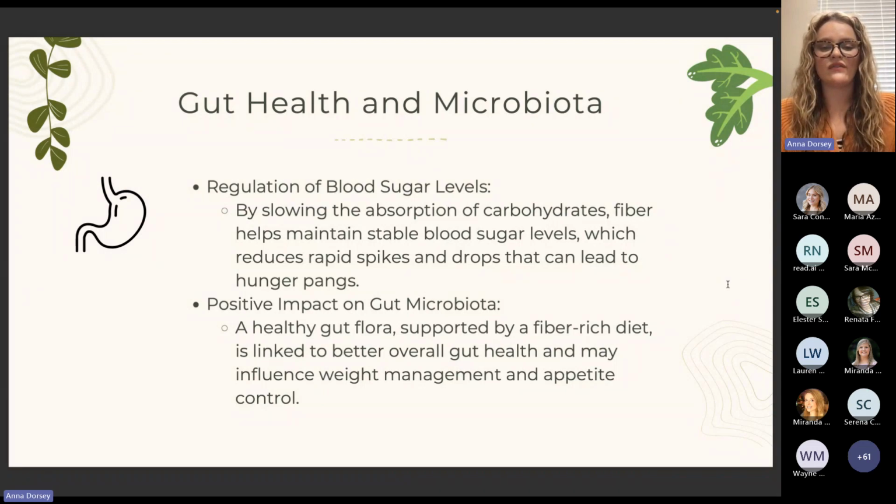Also, fiber is going to support a healthy gut flora. There's good bacteria in the gut, and then there is bad bacteria in the gut. Eating a fiber-rich diet is going to really help support that good bacteria in the gut, which is going to help support your weight management and your appetite control, because the good bacteria in your gut can help support a lot of really great mechanisms. And then the bad bacteria is going to really promote mechanisms that maybe aren't so helpful to your overall well-being.